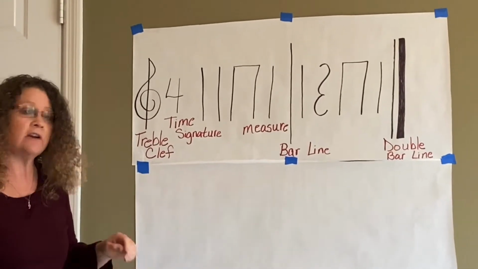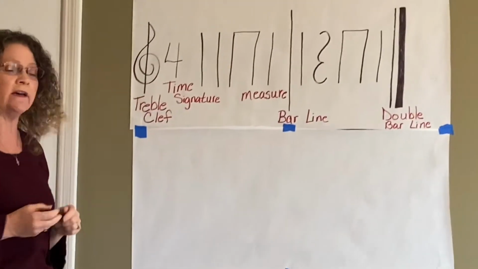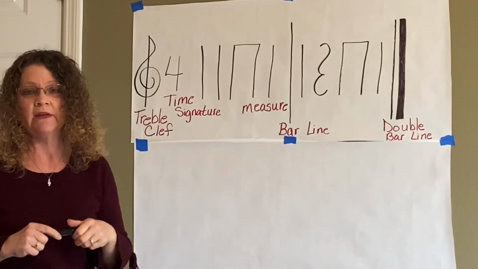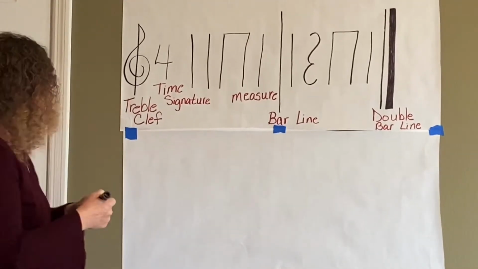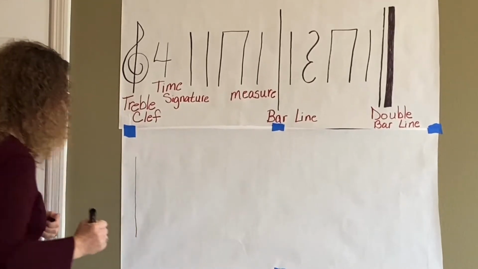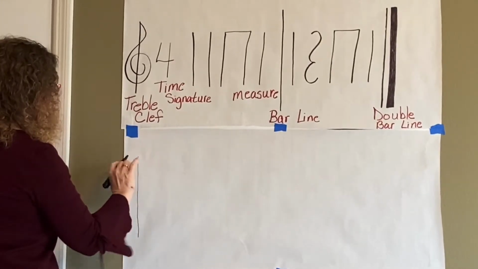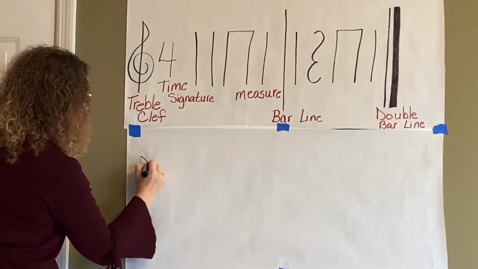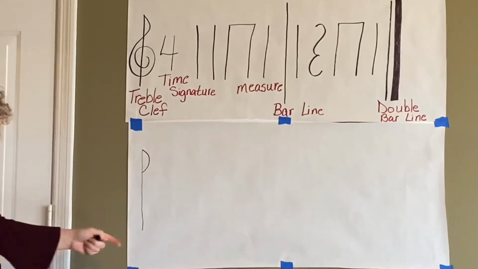Again, we're going to start off with our directions. We'll be using the treble clef. Remember, the treble clef is made up of a single line and then just half circles. So we're going to start with our single line. Then you're going to start at the top of that, and on the right side of that line, you're going to make just a small half circle. Kind of looks like a tall P.